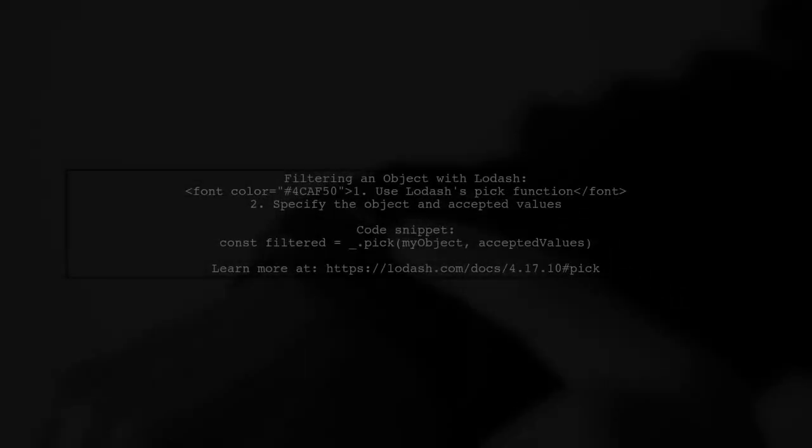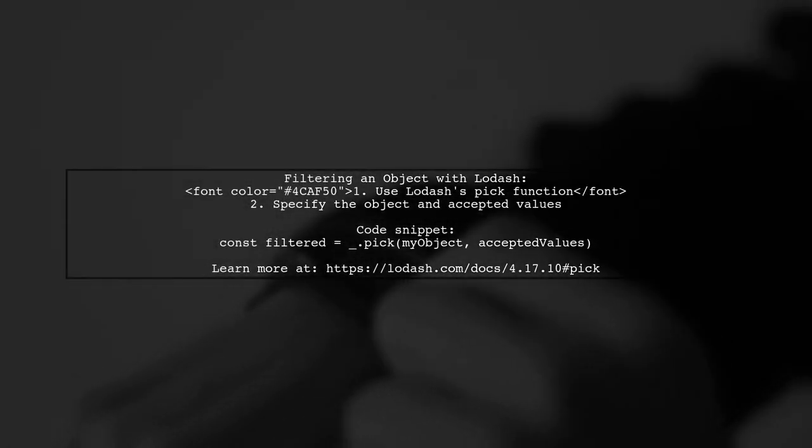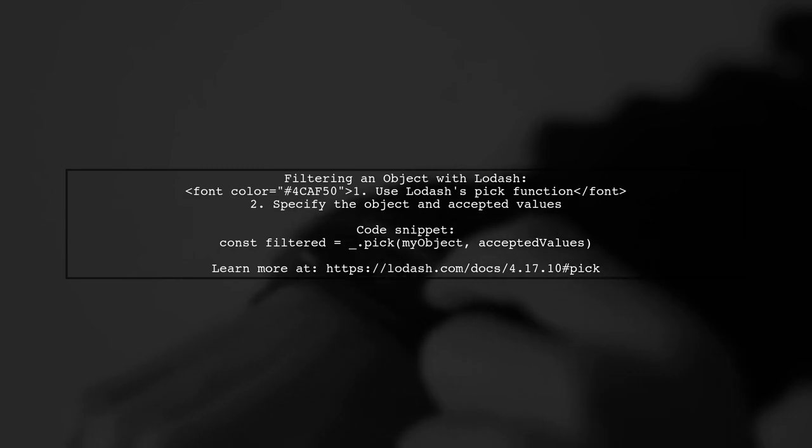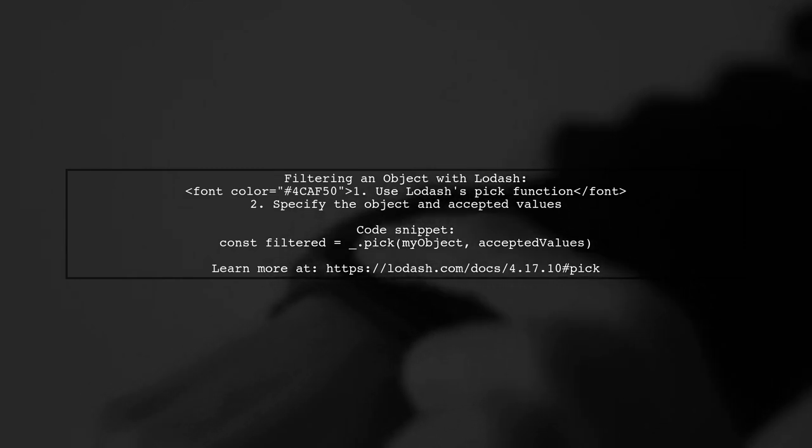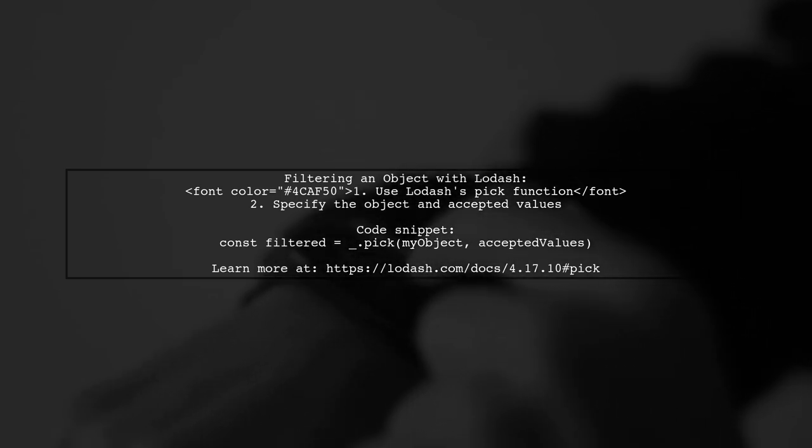Let's now look at another user-suggested answer. To filter an object by its values in ES6, the best method is using lodash. You can easily pick specific properties from your object with the pick function.